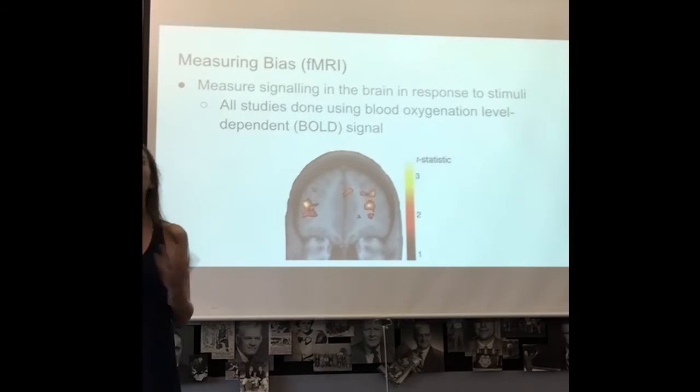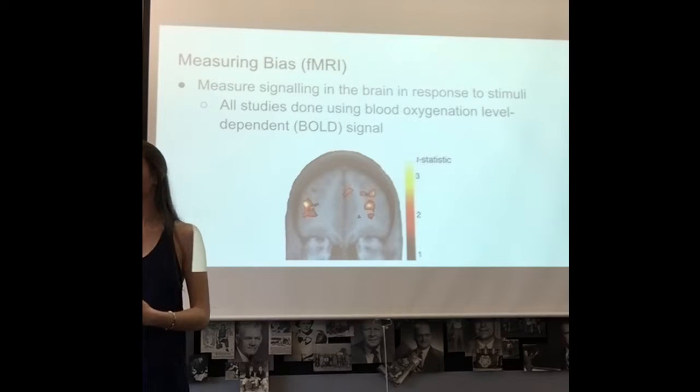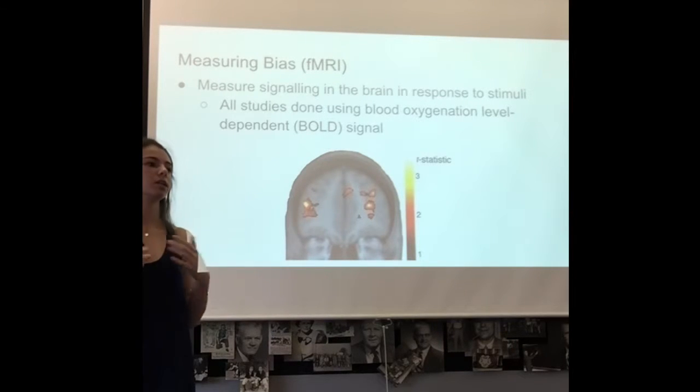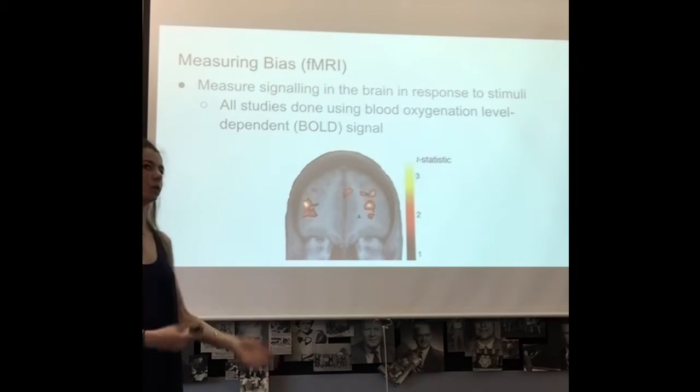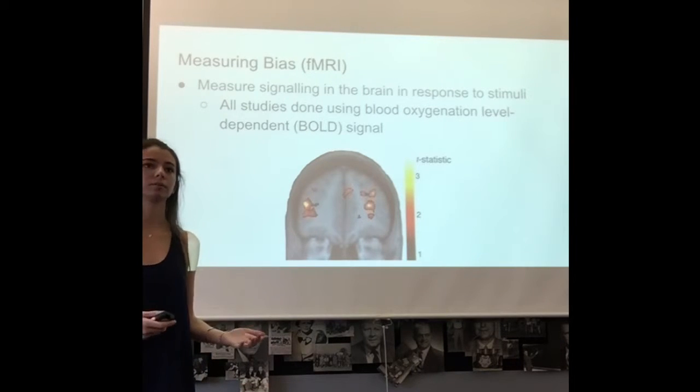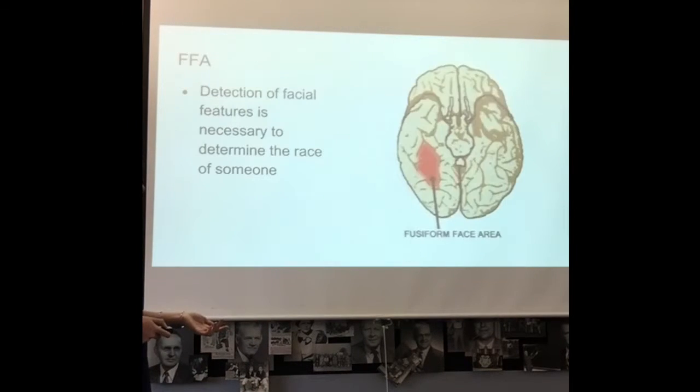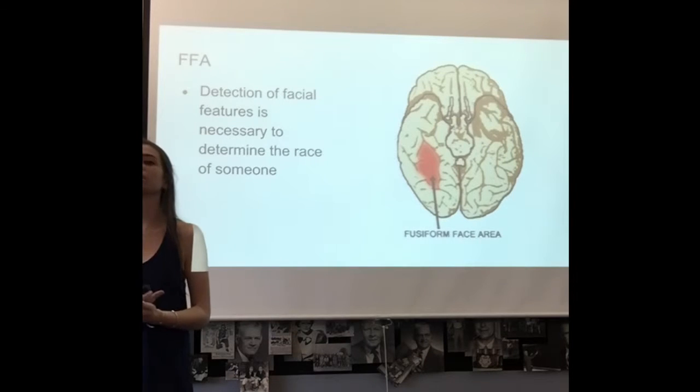Except fMRIs measure blood flow. It doesn't necessarily measure direct signaling. So it's not 100% reliable, but it is the newest and most innovative form of measuring. In studies of racism and biases, four main regions of your brain lit up.